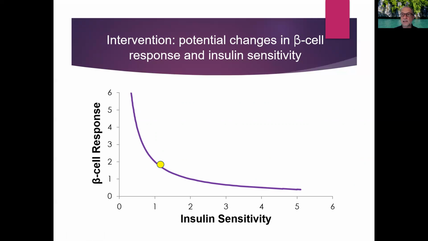Now, in response to intervention, there are two possibilities. There could be improvement in insulin sensitivity, improvement in beta cell response, or a combination of the two. Any of those would lead to a movement of that dot above the line. Conversely, worsening of beta cell response, insulin sensitivity, or a combination will lead to movement of that dot below the line. So what did we see in RISE?